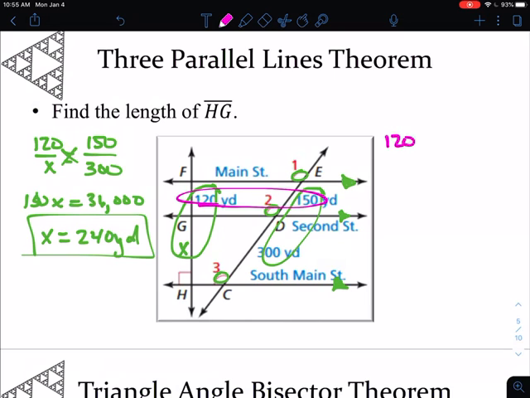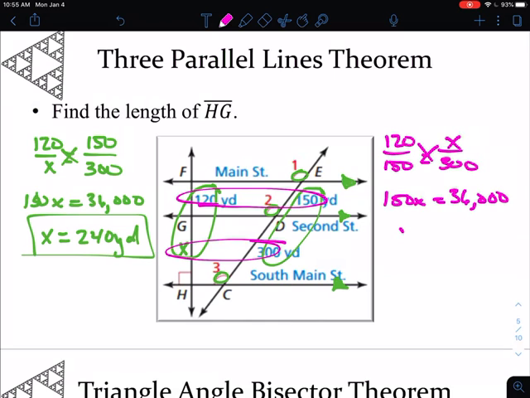Left to right means 100 over 150 is equal to left over right, x over 300. And if you notice, we're going to get the same expression either way. 150 times x is 150x. 300 times 120 is 36,000. And so x is still going to be 240 yards, no matter which way I set it up.